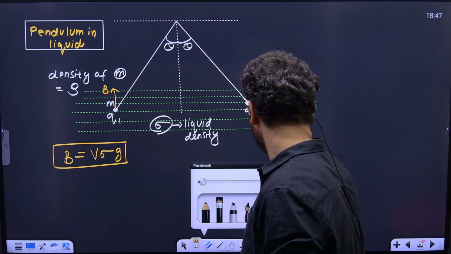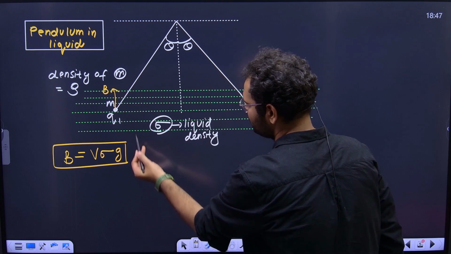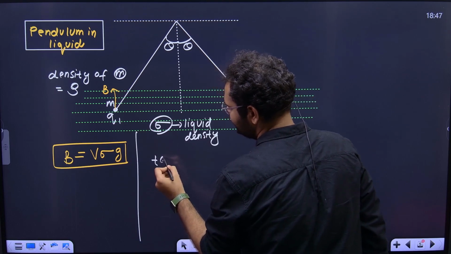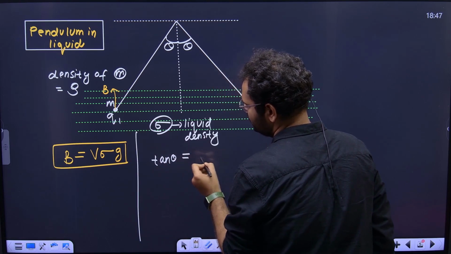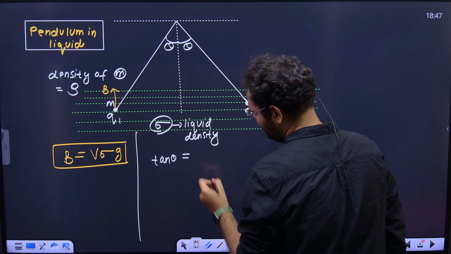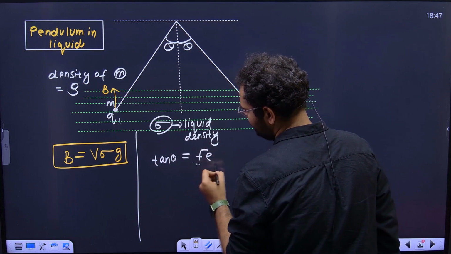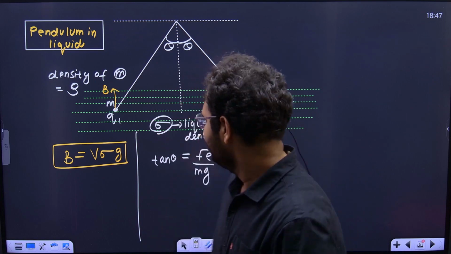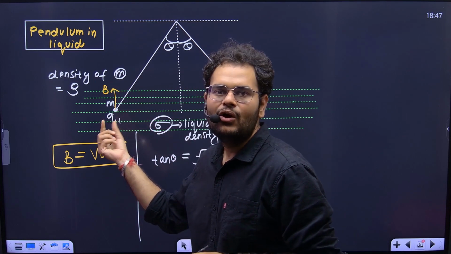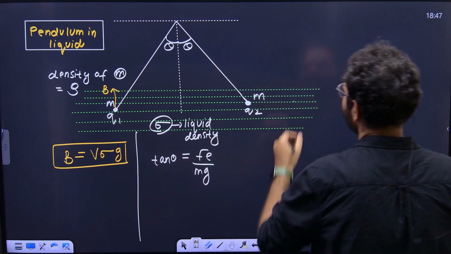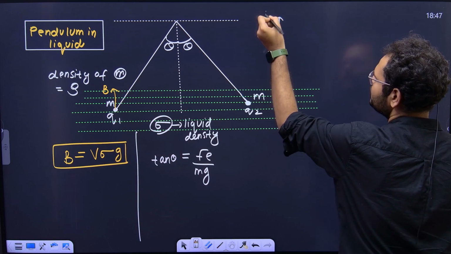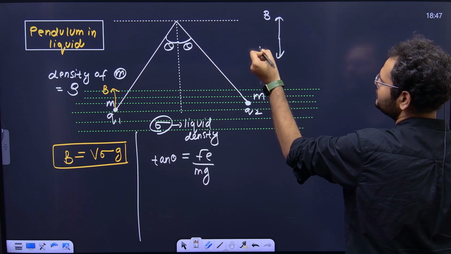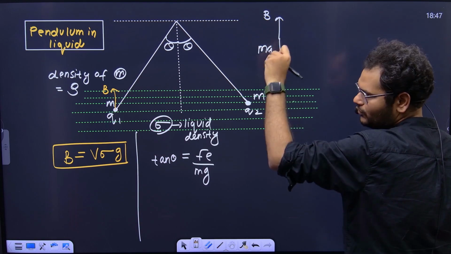Now I will simply apply our golden formula. Sir, what is our golden formula? That was tan theta is equal to QE or Fe upon mg. Yes sir, that was the case. But here you tell me one thing. Here only mg will come or something else will come? My dear students, this is the buoyant force. This is the mg force. What do we want? Vertical force, right? Vertical force.